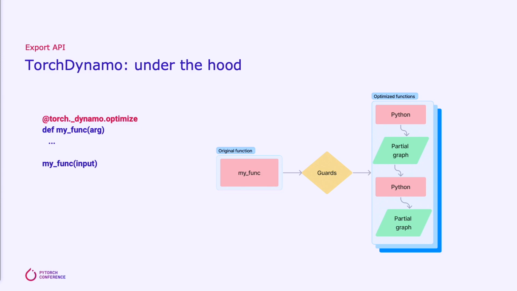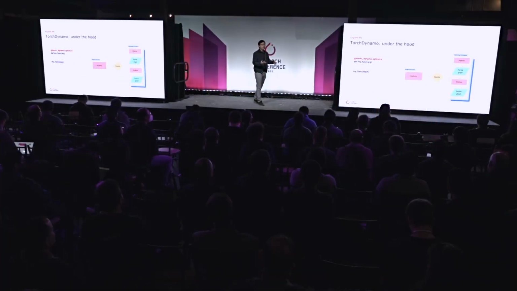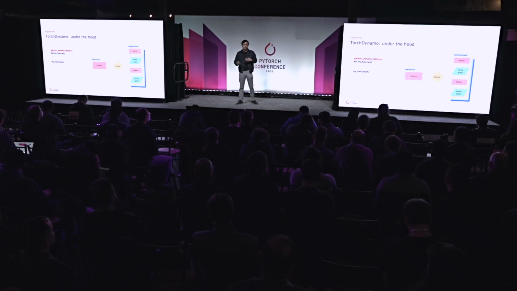But when you call an optimize function, Torch Dynamo performs a sort of bytecode analysis of the program and creates an optimized representation, which intersperses partial graphs with Python code. And it then attaches guards to this optimized representation so that if you call the same function with materially different inputs, say now your tensors are on a different device, Torch Dynamo will transparently recompile the graph. So you always get correct results.